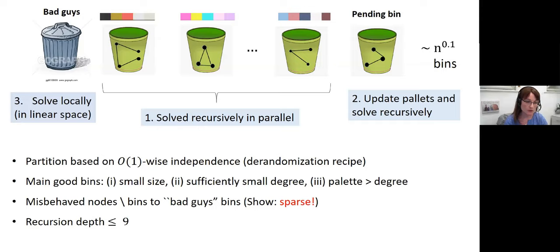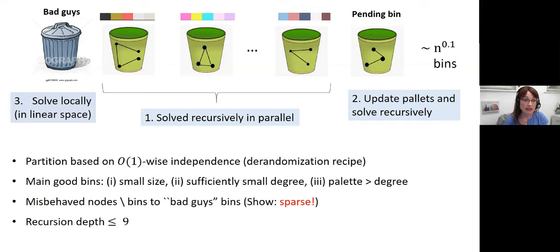I'm going to de-randomize it using the known recipe, but then I'm going to look at the main good bins. From these bins, I would like them to be small as I would expect by a randomized partitioning. I would like the bins to have sufficiently small degree because I want this reduction in the degrees. And I would like that in every bin that is assigned colors, the size of the palette of every node is at least as large as this degree. So I can solve a delta plus one coloring problem, okay?